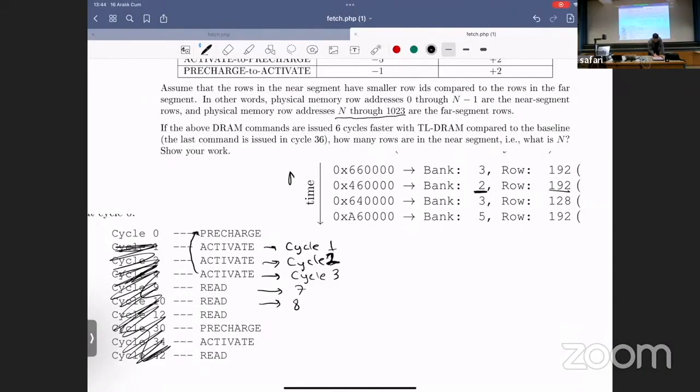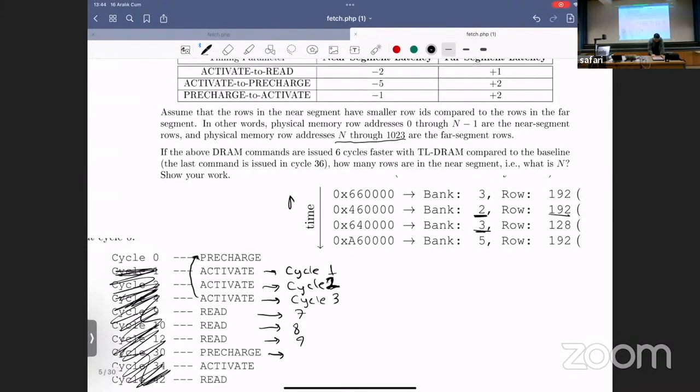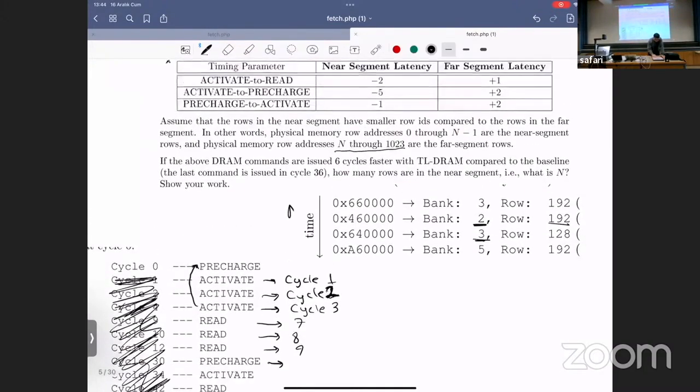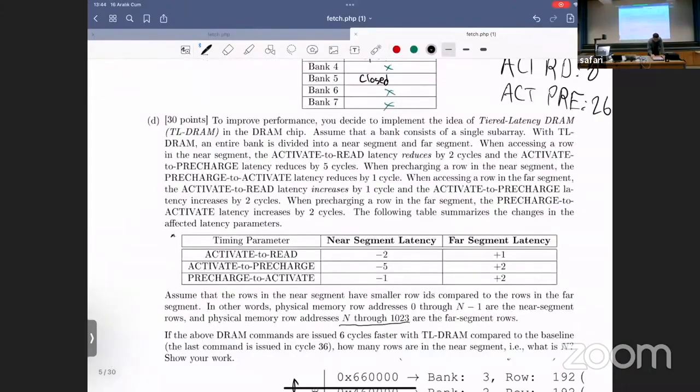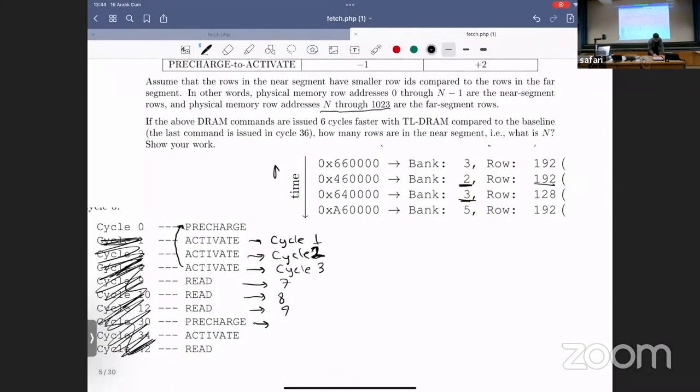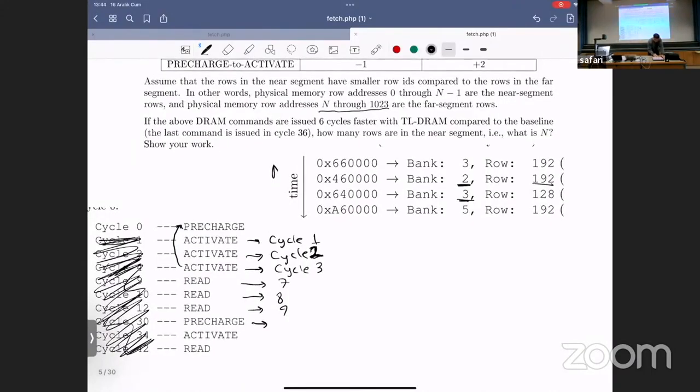This one's executed at cycle 8 because 2 plus 6 is 8, and then 9. And then we have a pre-charge. This goes to bank 3. So again, in the near segment, activate to pre-charge latency is 5 cycles smaller. It was 26 cycles before, now it's 21 cycles, and we add 21 to 3, and then we get 24.